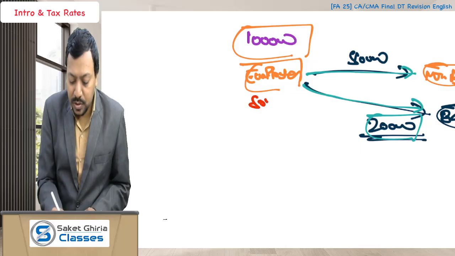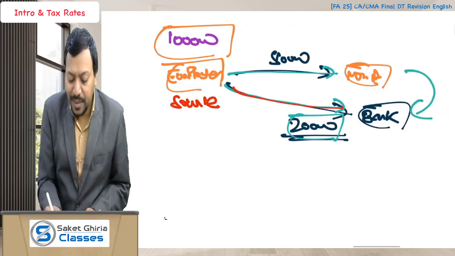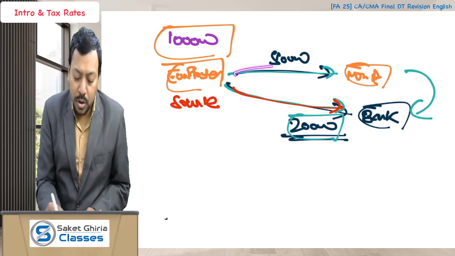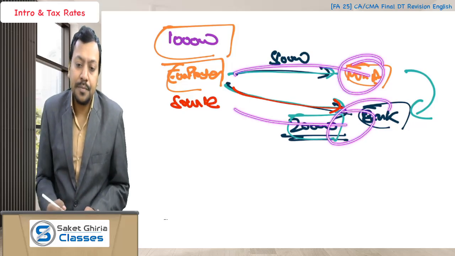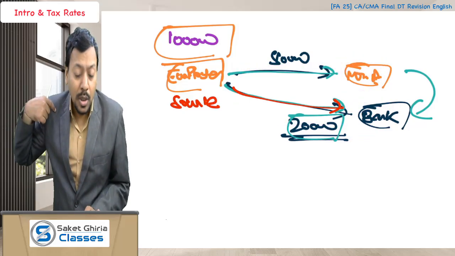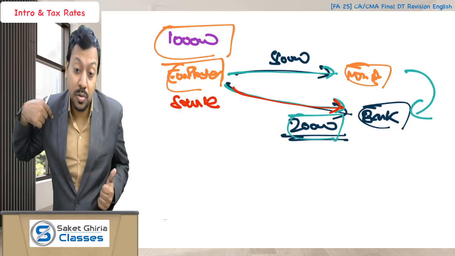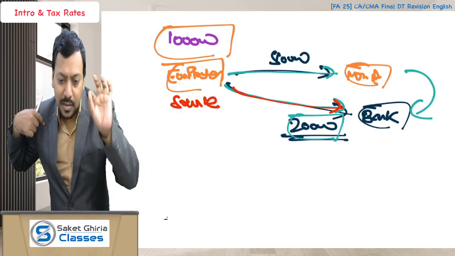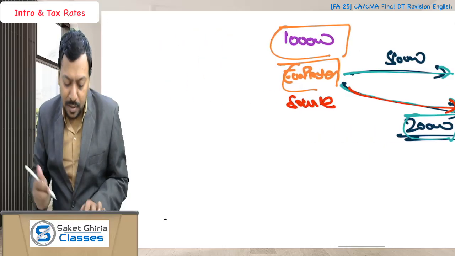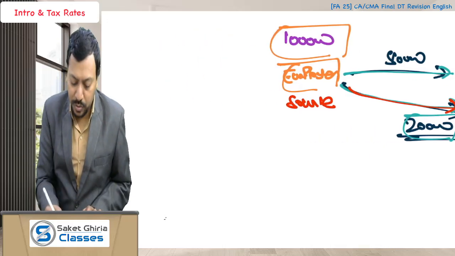Employer is what? Source. The income has been diverted. Instead of this income going to the employee, this income is going to the bank to pay the liability of the employee. So the income got diverted from source. But now what do we have to check? Income has been diverted. There is no issue.